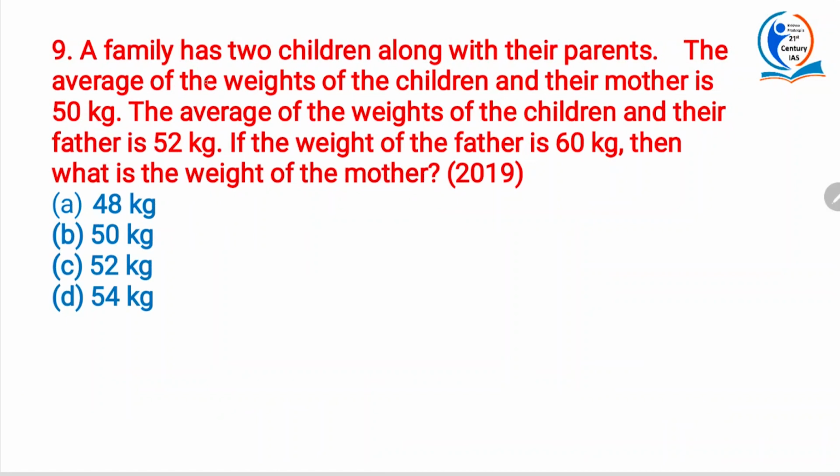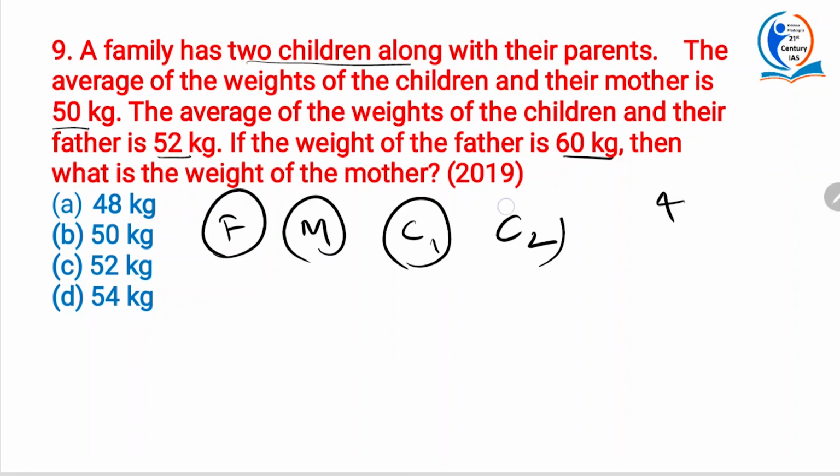A family has 2 children along with their parents. The average of the weights of children and their mother is 50 kg. The average weight of the children and their father is 52 kg. If the weight of the father is 60 kg, then what is the weight of the mother? In a family there are 4 members: father, mother, and 2 children, C1 and C2. Let their weights be F, M, C1 and C2.